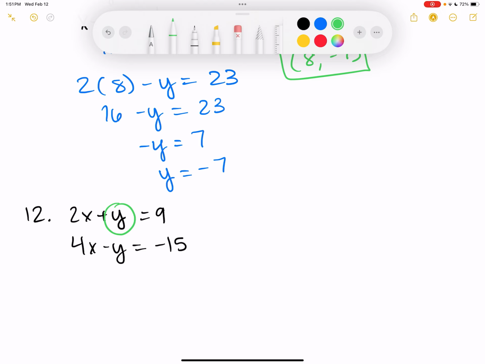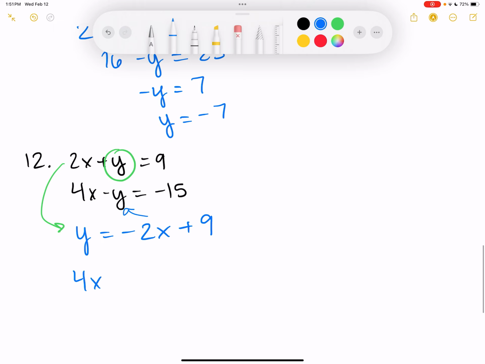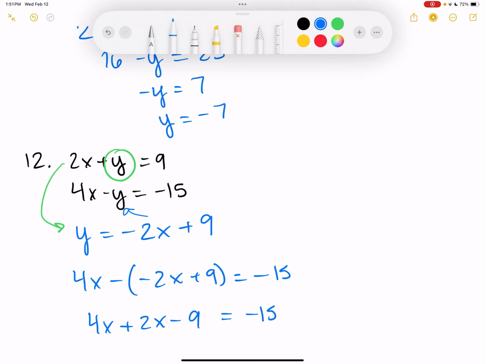So if I want to get this y here by itself, what is that going to give me? Subtract 2x, so you get y equals negative 2x plus 9. Yep, negative 2x plus 9. So now I can take this and plug it in here. So I've got 4x minus negative 2x plus 9 equals negative 15. Distribute the negative, so it's 4x plus 2x minus 9 equals negative 15.